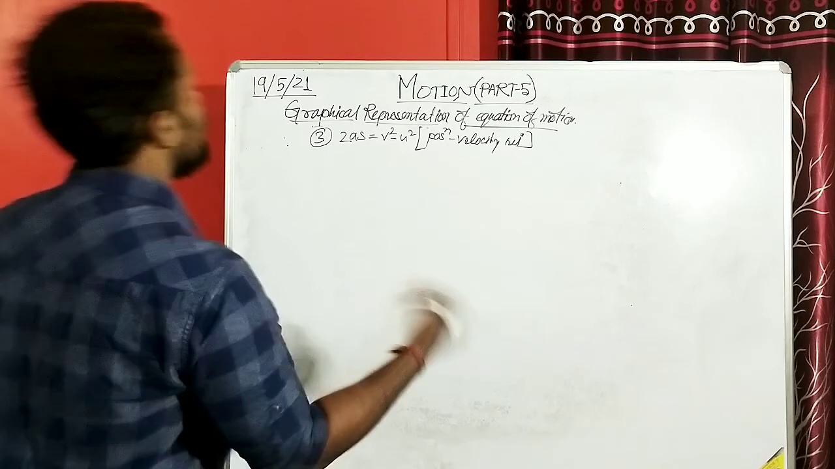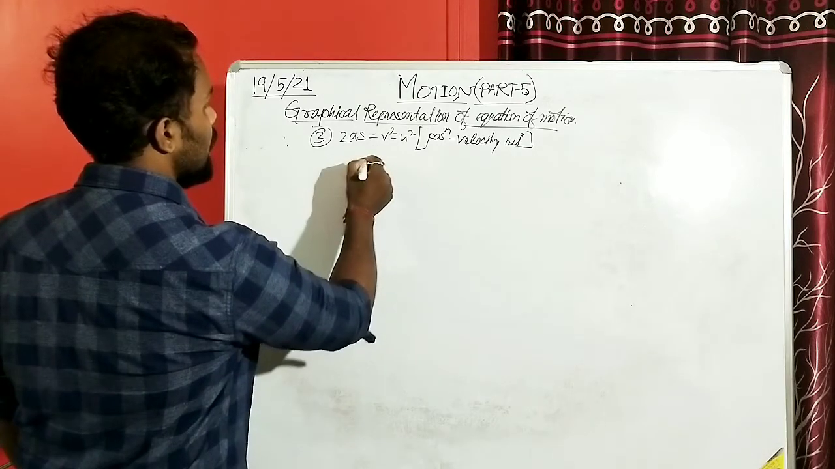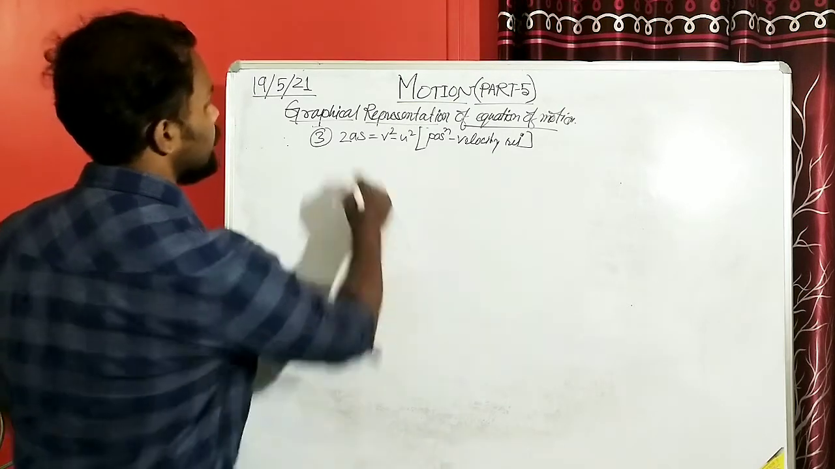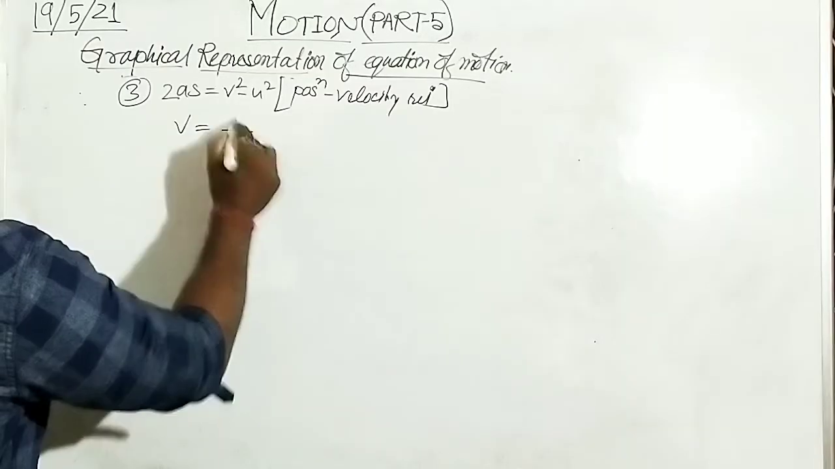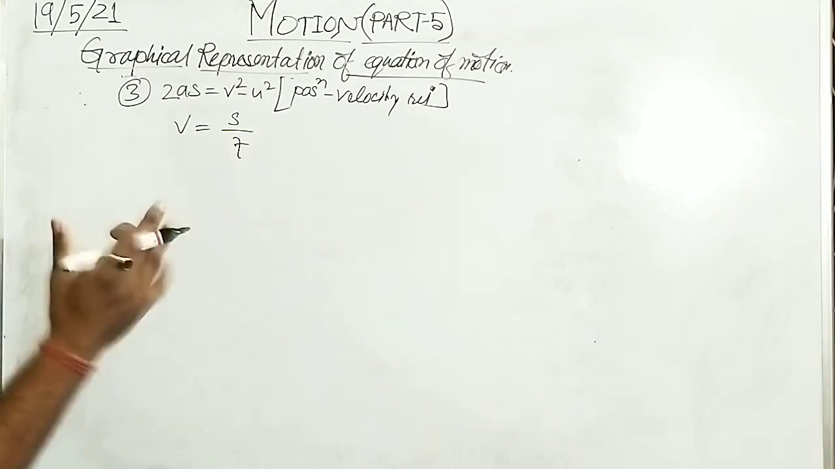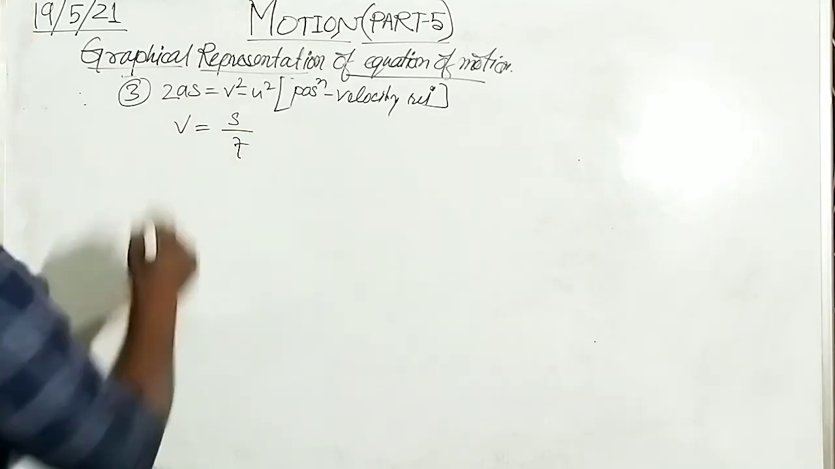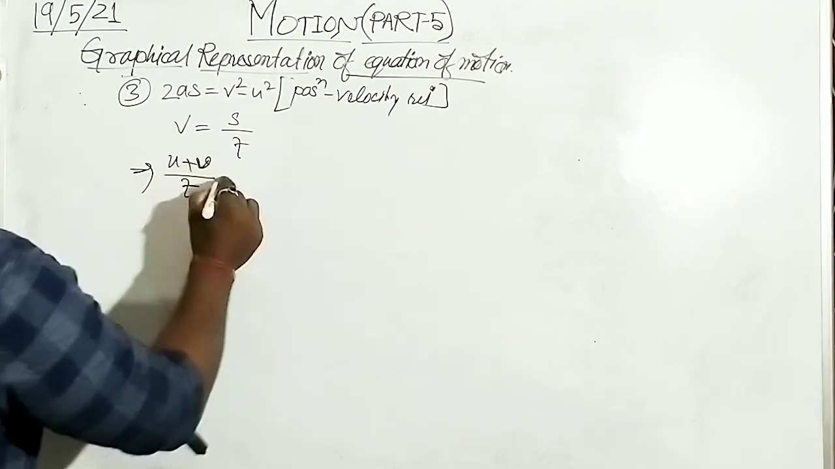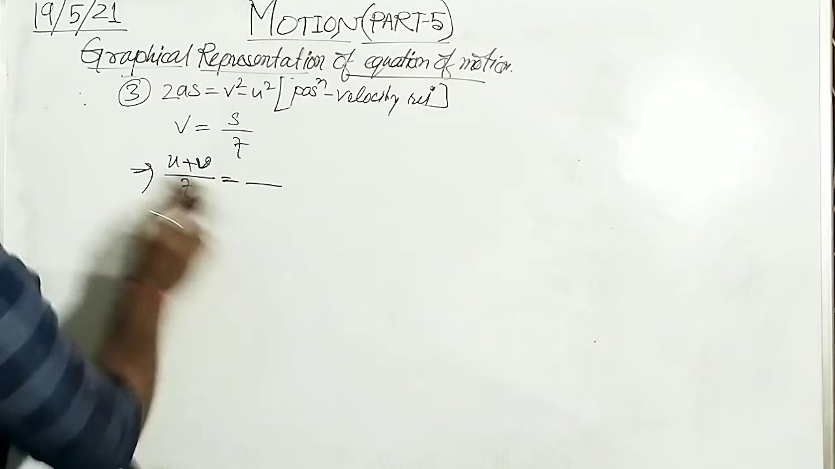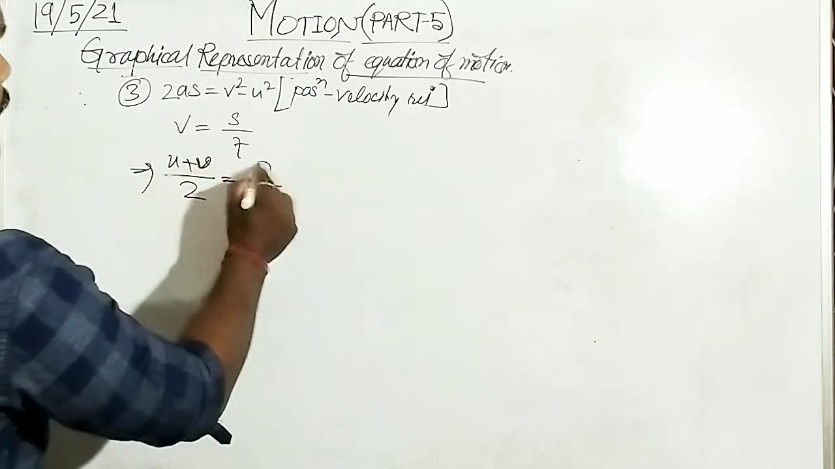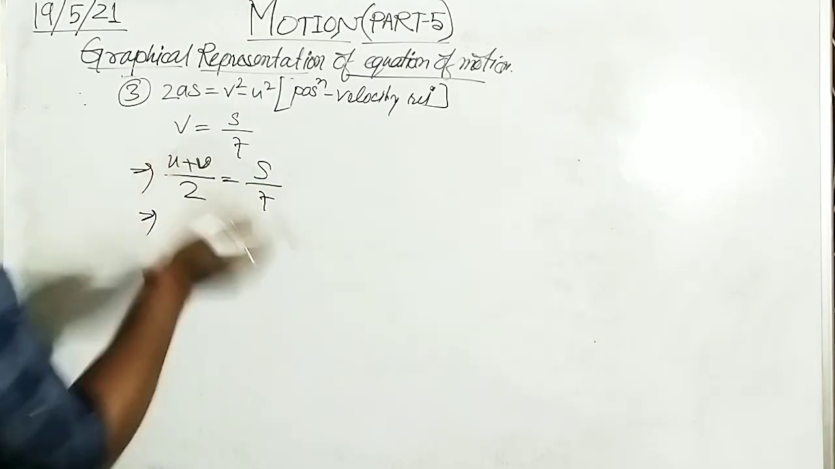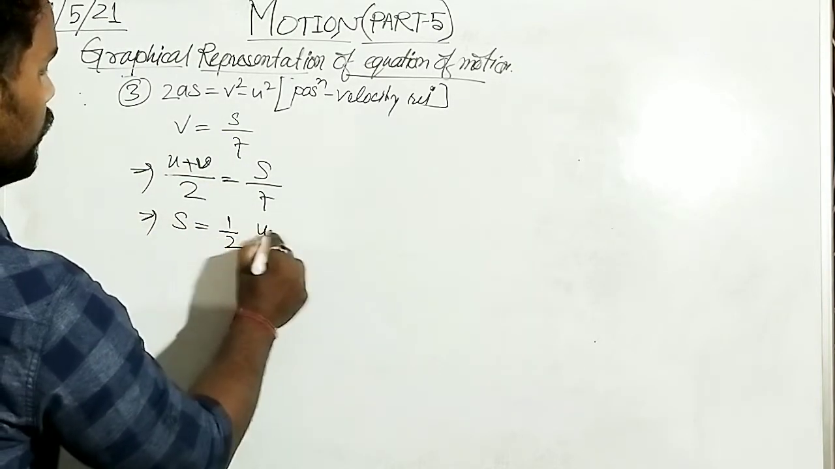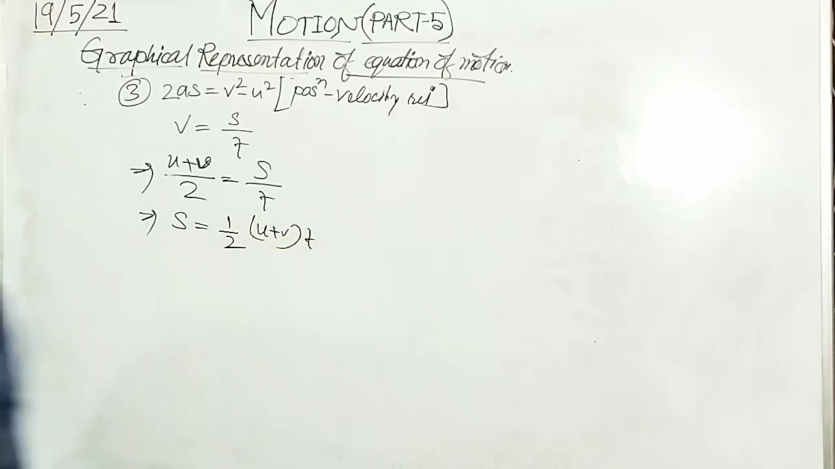Okay, what we have got, we can write the velocity as s by t, right? If there are two velocities u and v, that average velocity is going to be what? u plus v by 2, equal to s by t, right? If you rearrange, what are we going to get? s equal to half of u plus v into t. Now it is going to be quite simple.